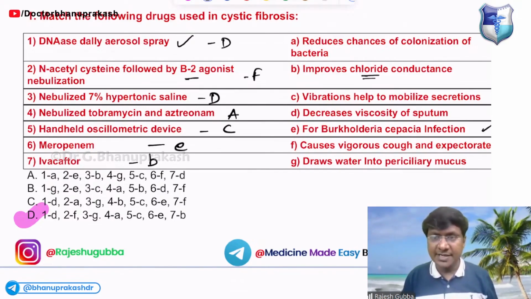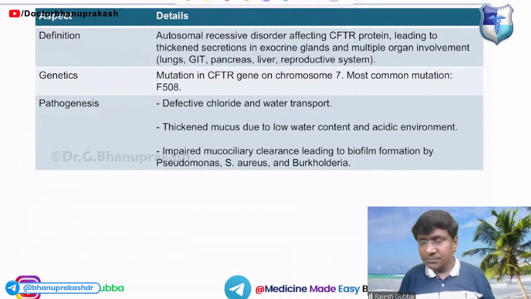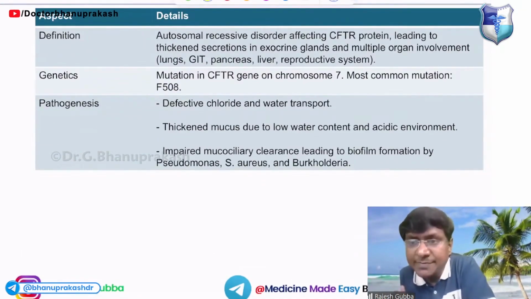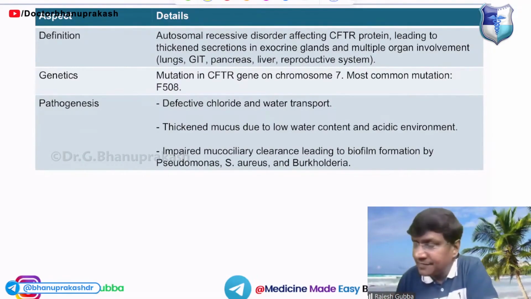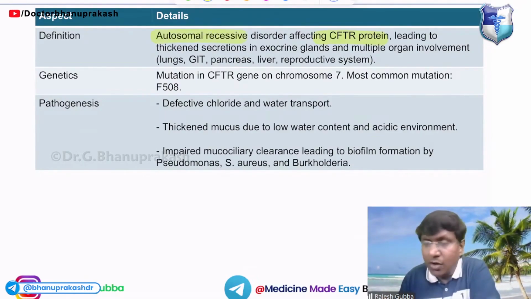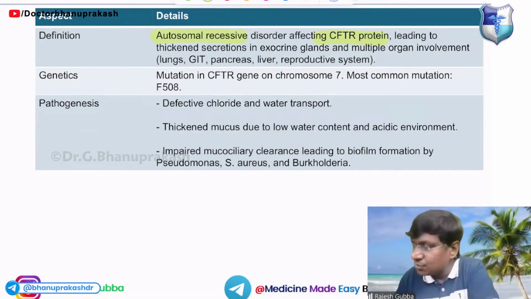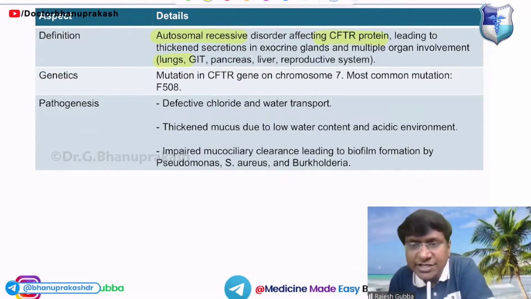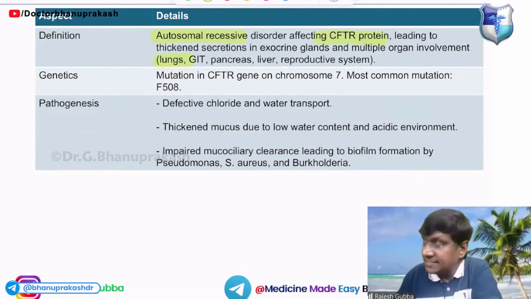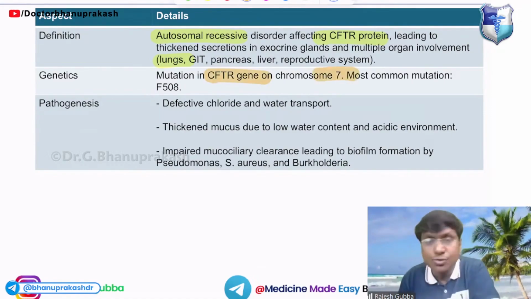Now, let me discuss in detail cystic fibrosis. So in cystic fibrosis, what exactly is the problem? The problem is mainly due to a defective protein, that is, the CFTR protein will be defective, right? And this defective CFTR protein is inherited. How is it inherited? It is by autosomal recessive inheritance, right? And it's a multi-system involvement. It is not only the lung which gets affected. Along with the lung, the GIT, pancreas, liver, and reproductive system are also affected in patients with cystic fibrosis. And the gene that is defective is the CFTR gene. And where is the CFTR gene present? It is present on chromosome number 7.